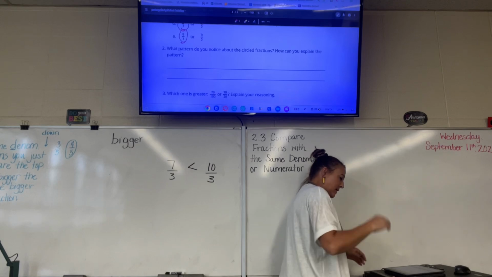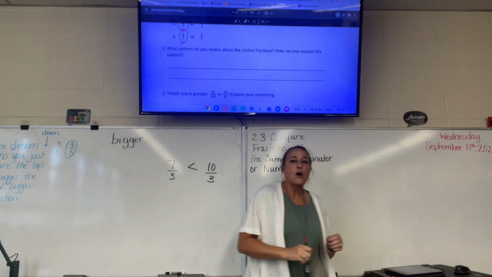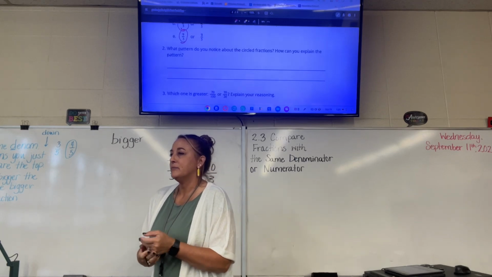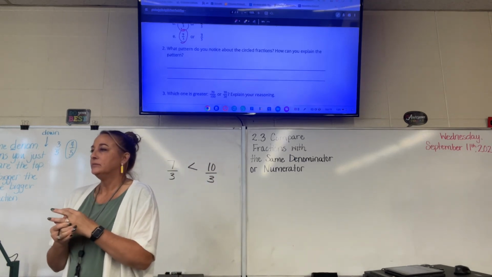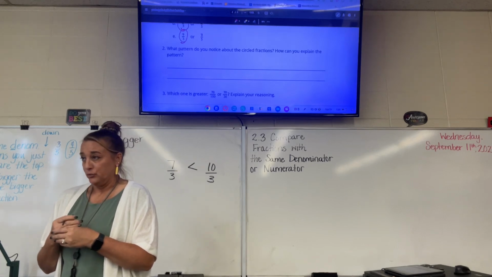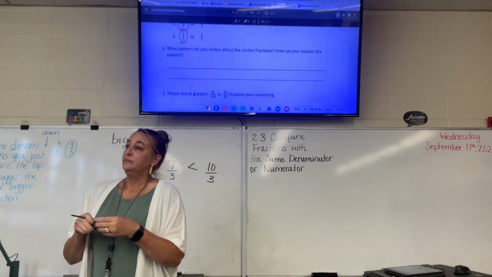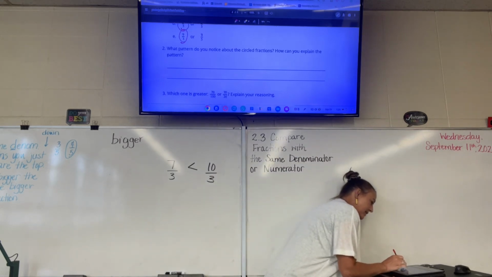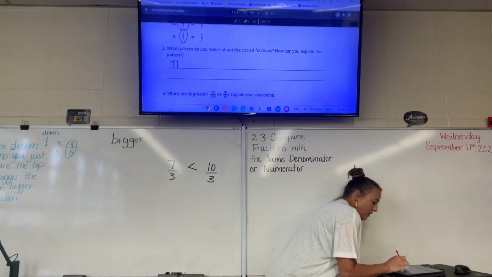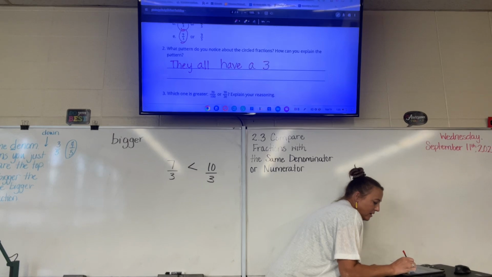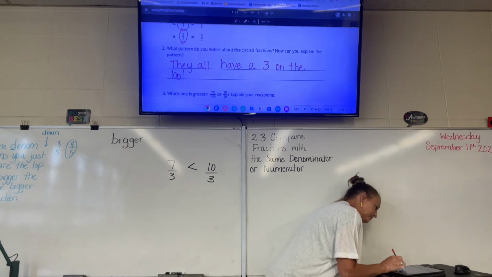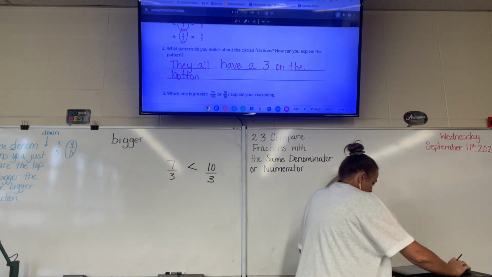What pattern do you notice about the circled fractions? What do they all have on the bottom, Jackson? On the circled ones, they all have 3s. Yes. Copy this down. They all have a 3 on the bottom. Okay.